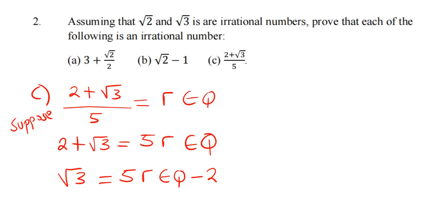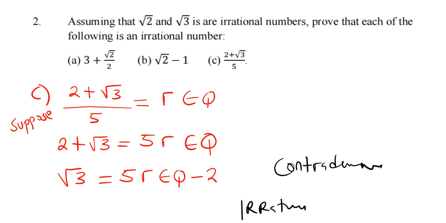Okay, now let's analyze this. 5 is a rational number. A real number being a member of rational numbers is also a rational number. We've got 2 there. It's a rational number. Now a rational number plus another rational number cannot give us an irrational number. So this contradicts our supposition. So there is a contradiction in here, so this one is also irrational.